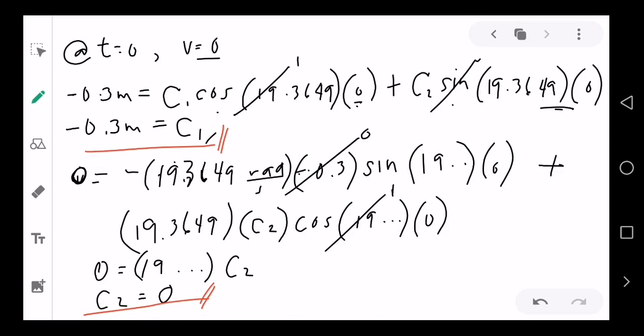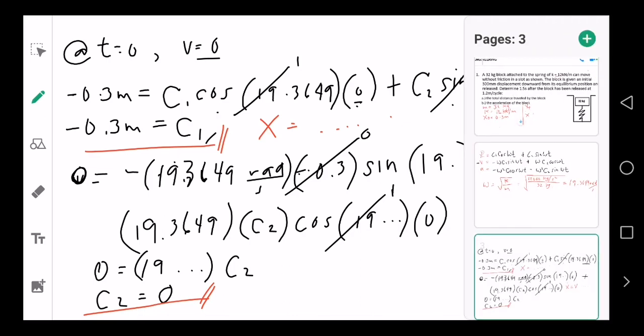Recap lang tayo para mas maging malinaw. Ang ginamit ko dito ay yung x equals, dun sa kanina equation, which is the base equation. And then, ang ginamit ko dito is the first derivative of x, which is the velocity equation. Alright. Moving on to the next page.